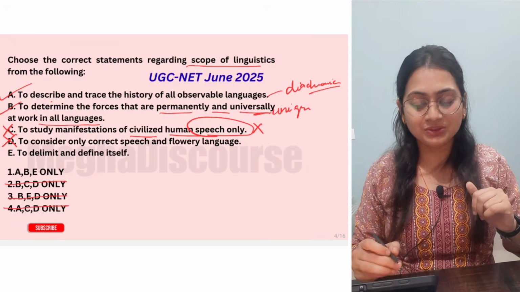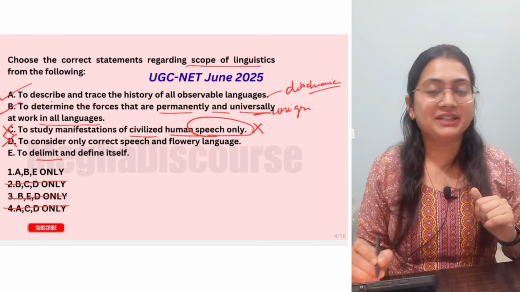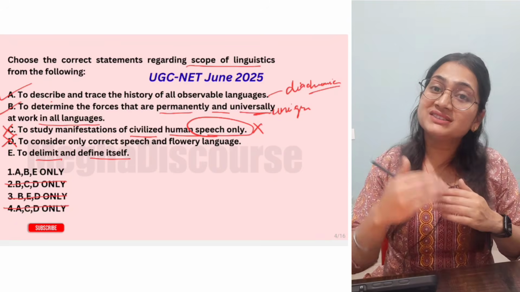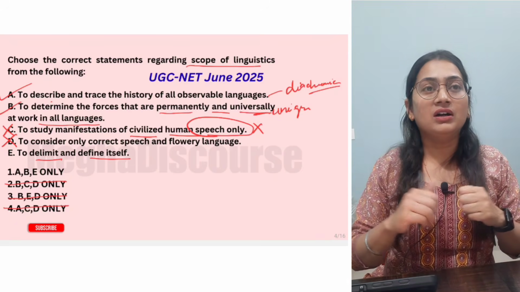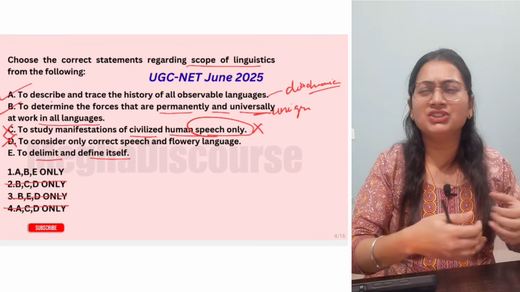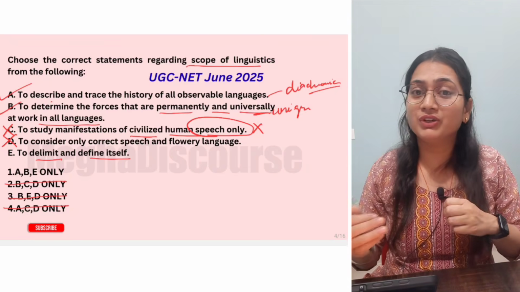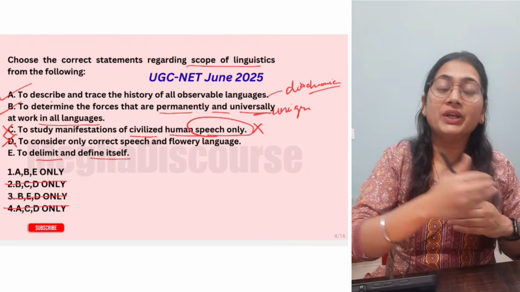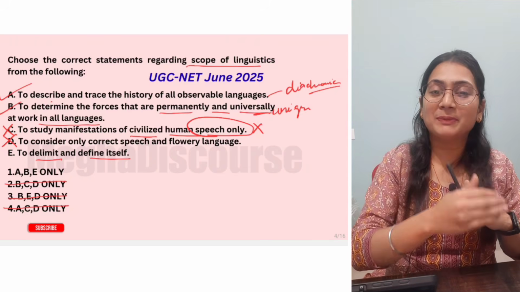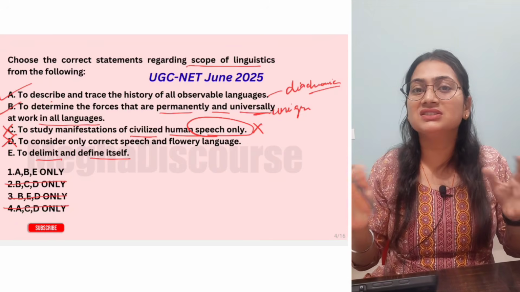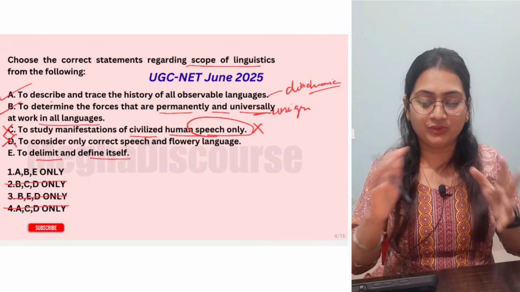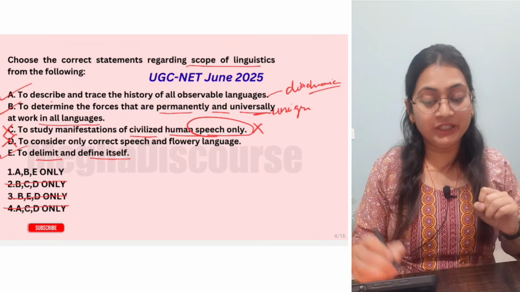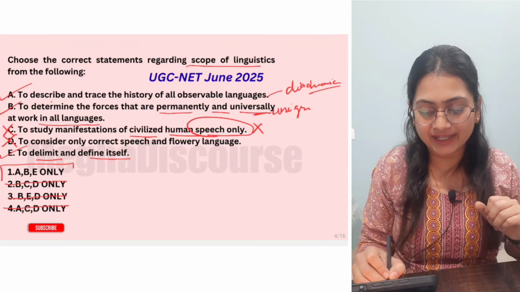So what about E option? To delimit and define itself. Yes, linguistic means to delimit itself, to define itself, that is the difference between language and communication, how formal language is different from informal language, how paradigmatic is different, how synchronic and diachronic is different, how prescriptive and descriptive approach is different. So this is what we call linguistic differences. That is, linguistic can delimit and define itself. So E option is correct. So our answer is A, B and E.